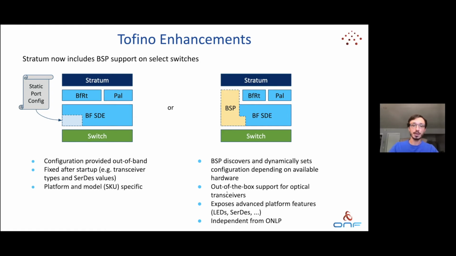This means that for the first time, we have out-of-the-box support for optical transceivers. So they should just work. Previously, this was pretty tricky to get working. In the future, we might expose advanced platform features, for example, LED configuration on the front panel ports, or SerDes values in general to fine-tune parameters for perfect transmission. On a higher level, using the BSP allows us to be independent from ONLP, which continues our story of platform independence. And in the future, we might be able to run on completely different platforms from ONL, like a standard Ubuntu.